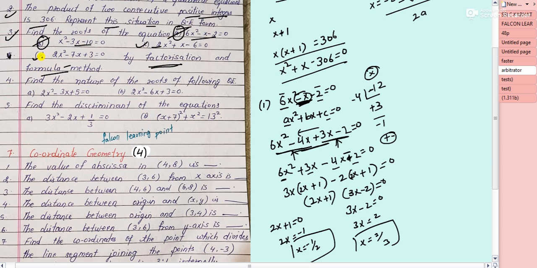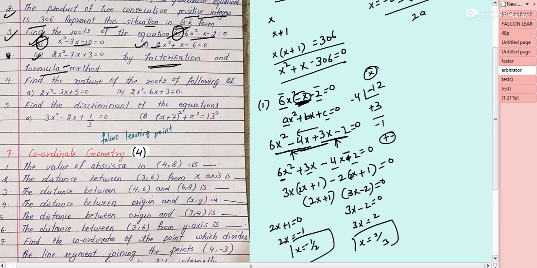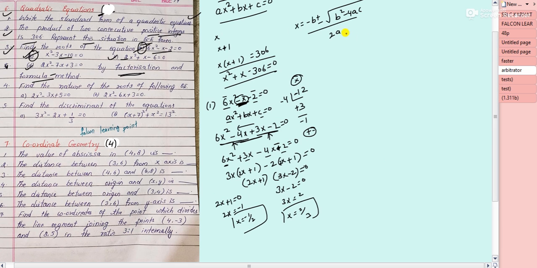Let me solve the b part by the formula method. Here I have written the formula. The equation is x square minus 3x minus 10 is 0. First you have to identify what is a, b and c by comparing with the standard equation. If no number has been given, you can take a as 1. So a is 1, b is minus 3 and c is minus 10. So use this formula now.